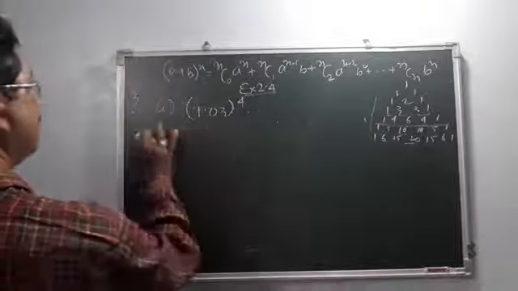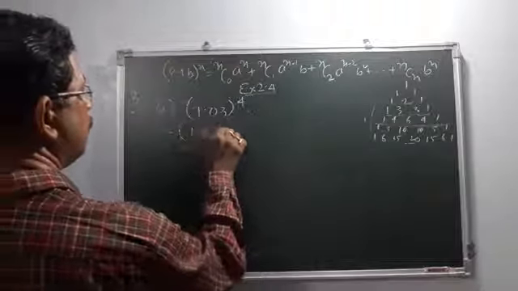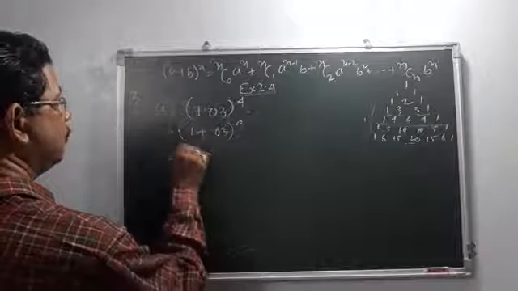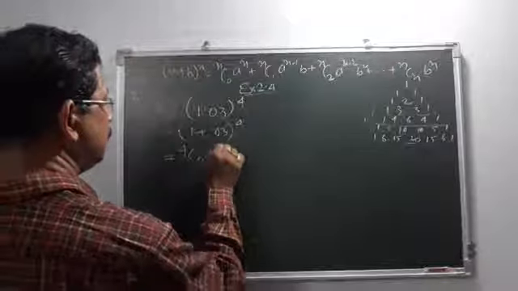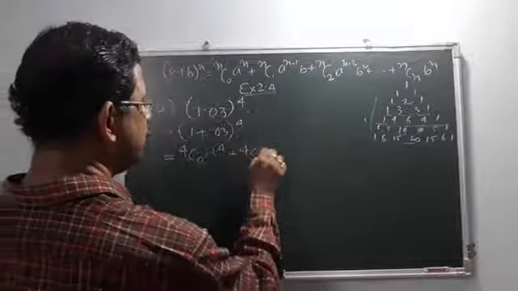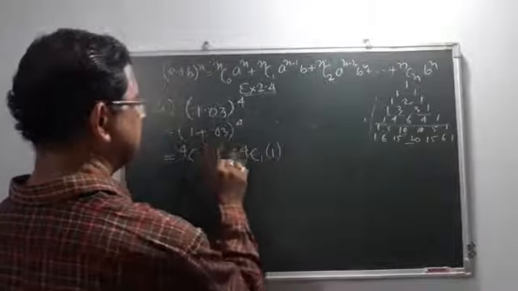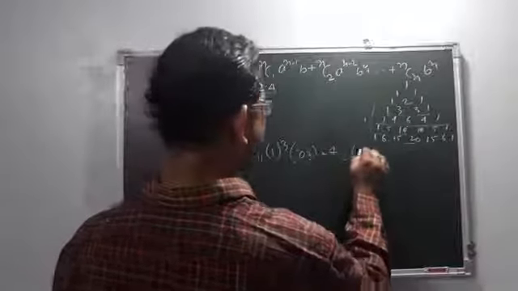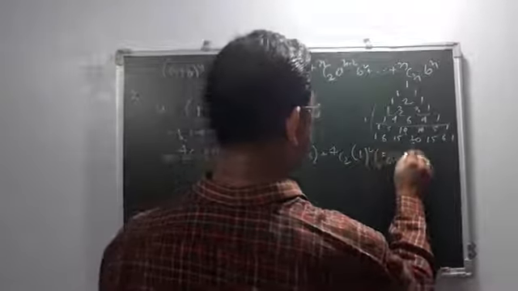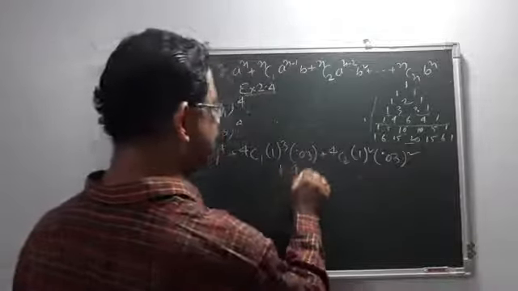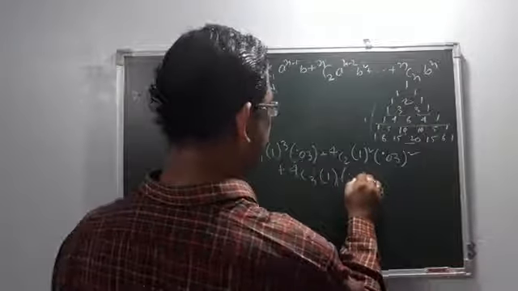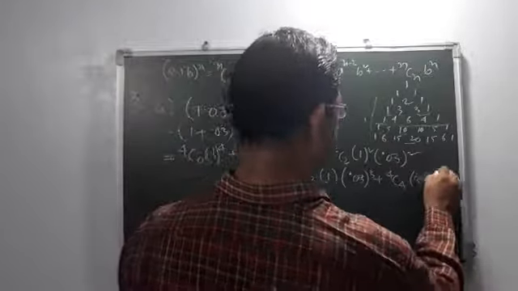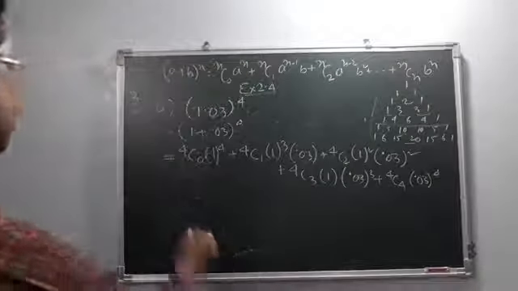So if I write this one as 1 plus 0.03 to the power 4, then if we break, 4C0 1 to the power 4, 4C1 1 to the power 3 into 0.03, 4C2 1 square, 0.03 square, then 4C3 1, 0.03 cube, plus 4C4 0.03 to the power 4. So see, this I have done.